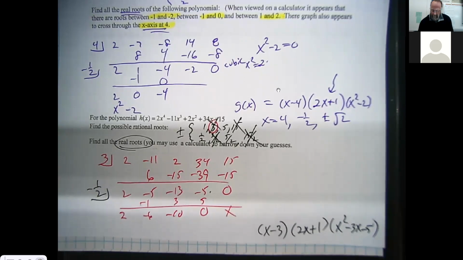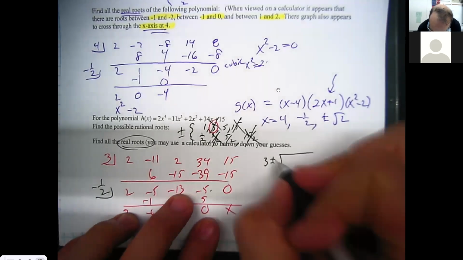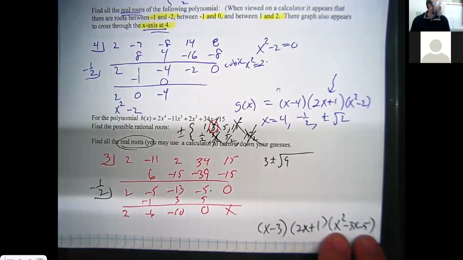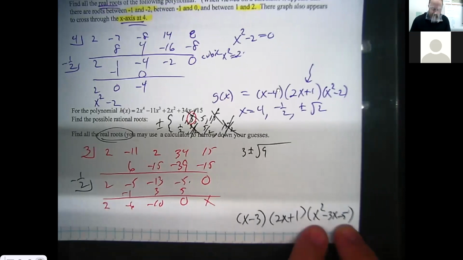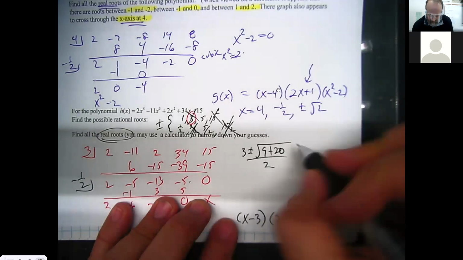Let's go with the formula. So opposite b, plus or minus the square root. I hear people singing it. b squared minus 4ac. What's 4ac? Minus 4 times 1 times negative 5 is positive 20, all over 2a.